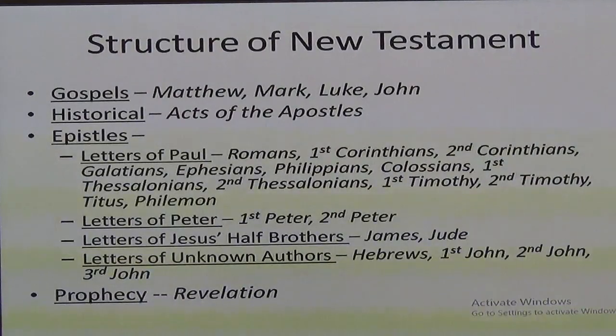The epistles, which is a nice fancy word for letters. The letters of Paul, there's the whole list of them. The letters of Peter, even, you can argue one way or the other whether he really wrote them or not. And then you had two of Jesus' half-brothers, James and Jude, who wrote letters. And then the letters of unknown authors. And notice 1 John, 2 John, and 3 John are on that list, because they can't tell whether it was John the Apostle or John the Elder, or there's a third one that could possibly have been one of those three.